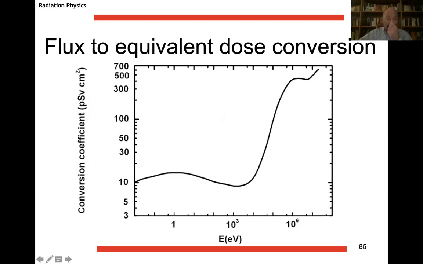And the flux to equivalent dose conversion, I gave you some values before, but this is the picosievert per square centimeter, and this is the energy in electron volt. You see, it's very much energy dependent here. It gives you the idea of how the calculation of the released energy is complicated for neutrons.